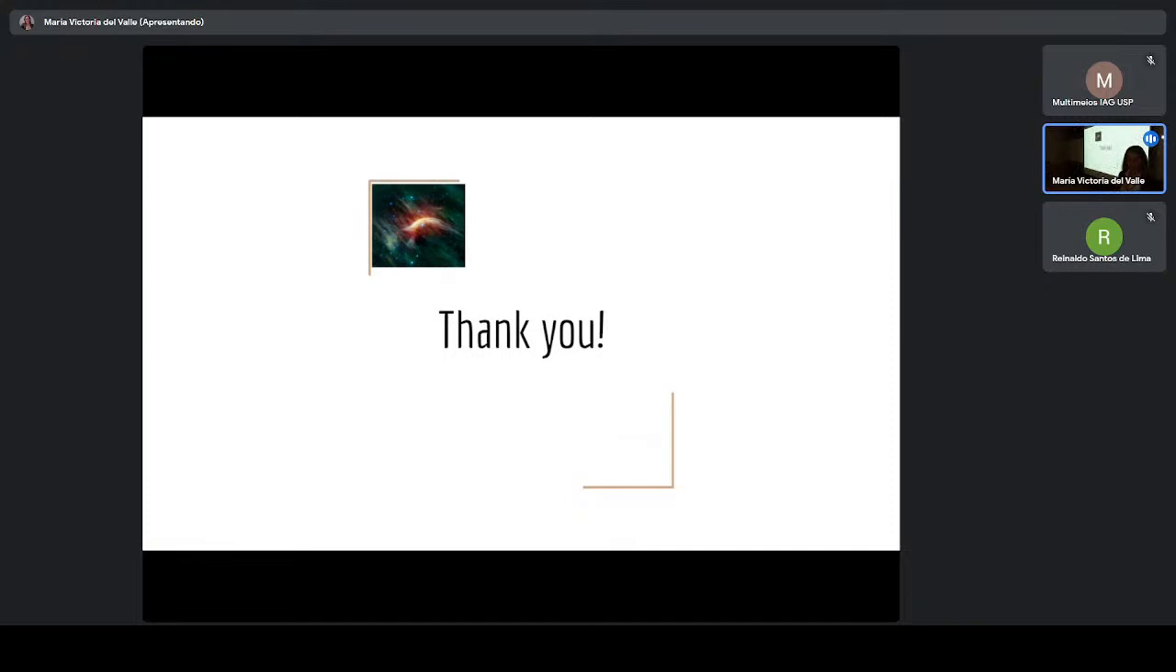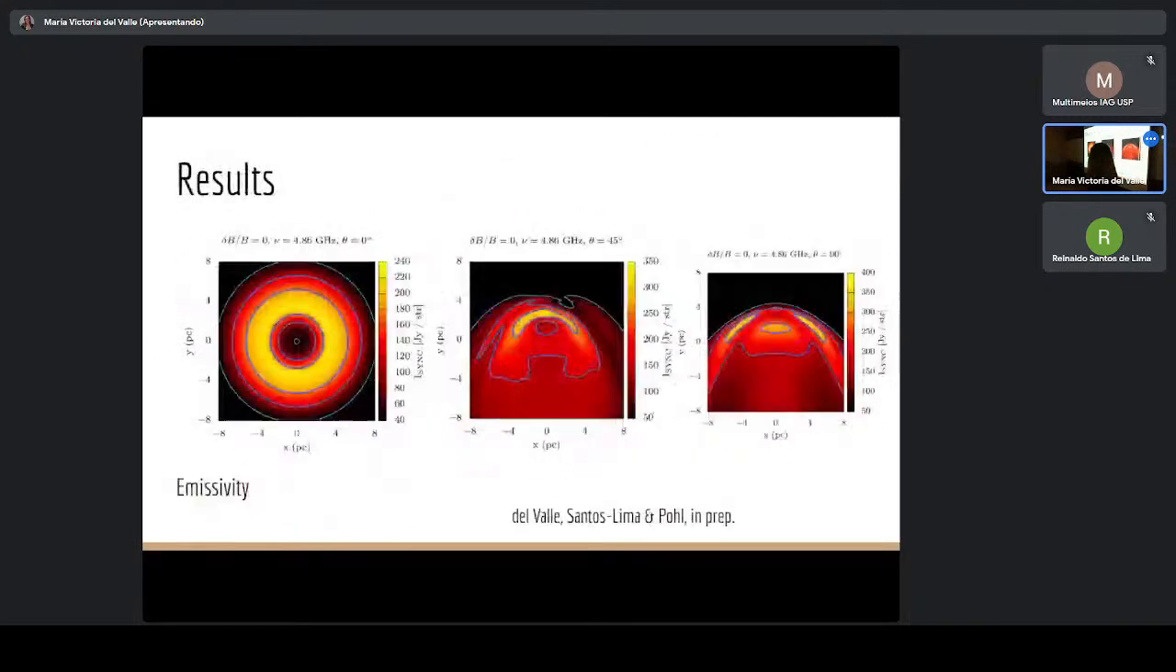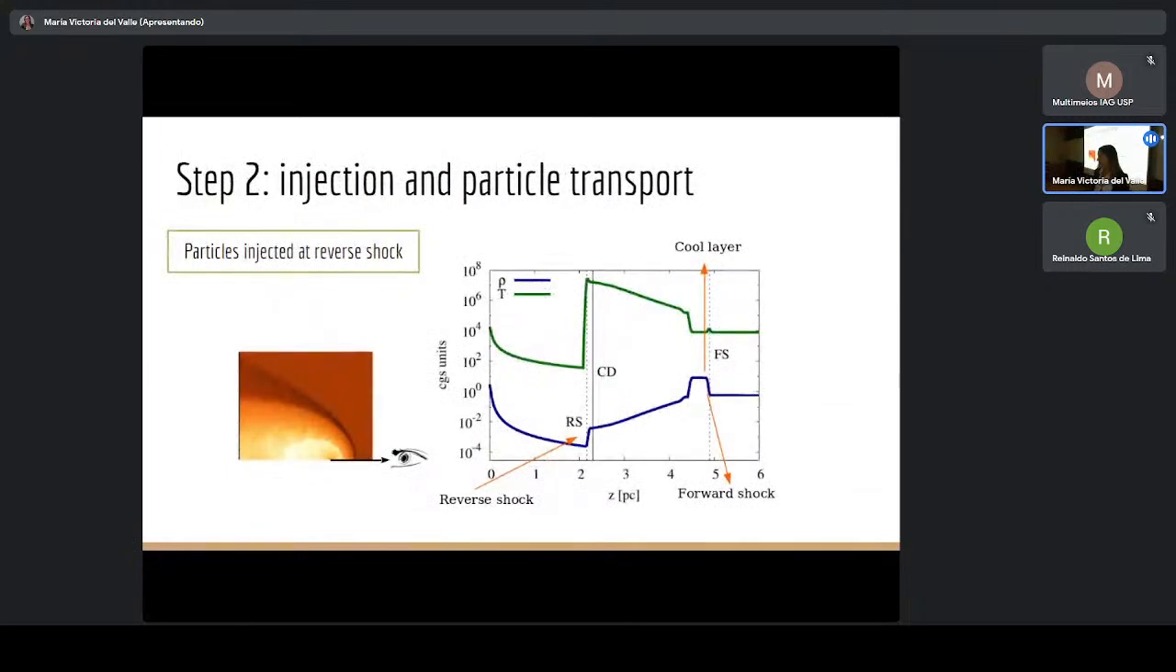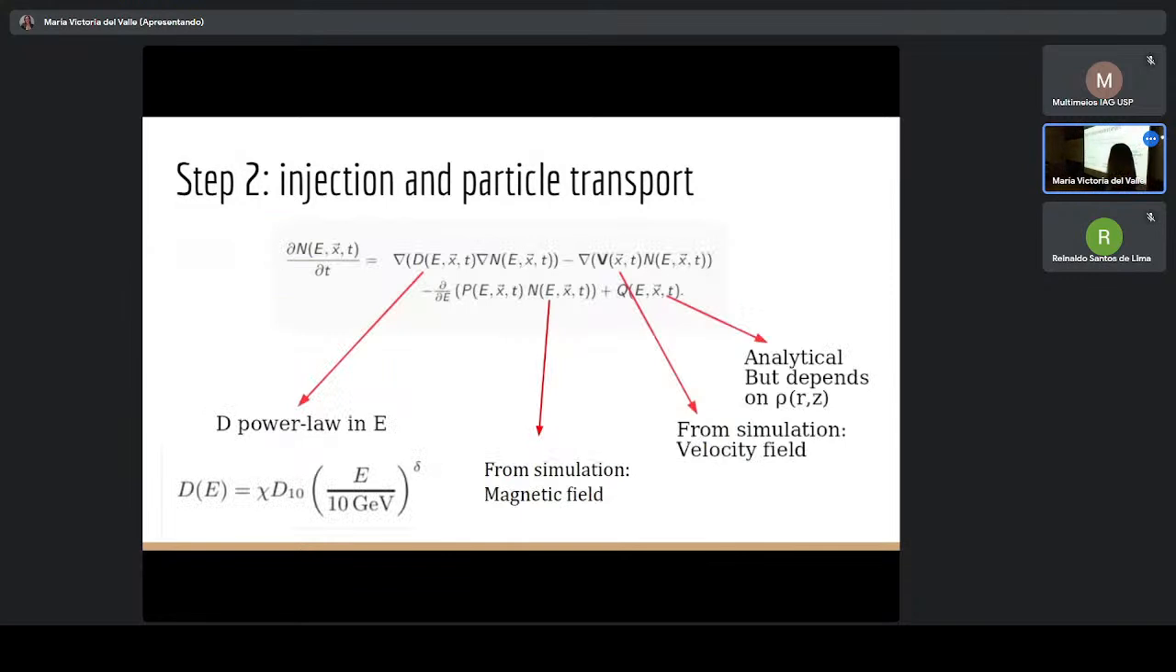The second question is about how we deal with solving the equation for the transport of the particles. I show here, yeah, these are only the profiles. We do not consider only one dimension. We solve this in 2D because the system has symmetry. We consider this diffusion coefficient, but we obtain from the simulation the magnetic field for computing the losses, and the velocity field for the advection of the particles. We take it from the simulation, and also the density. The injection of the particles is a function of density because you would expect higher injection of particles in the denser region. So we also take this from the simulation.